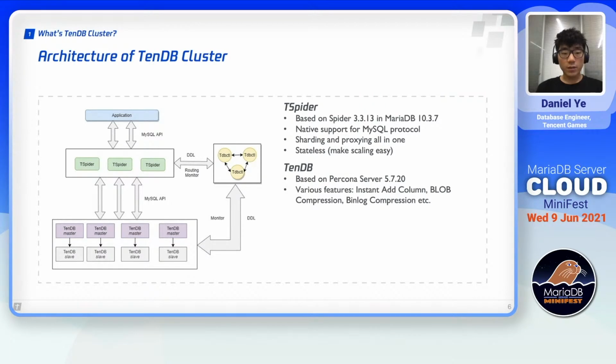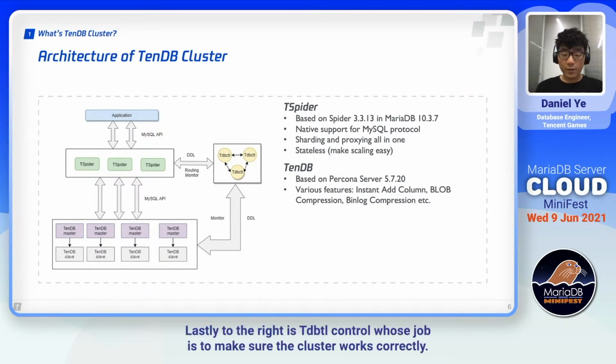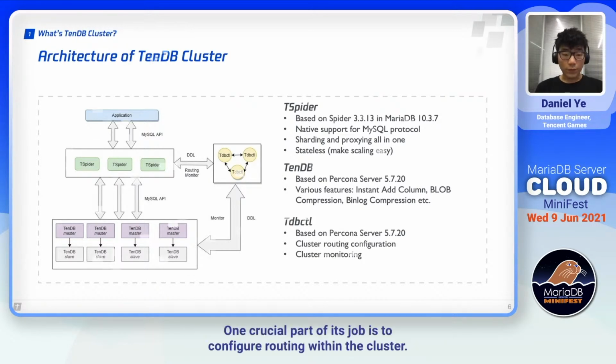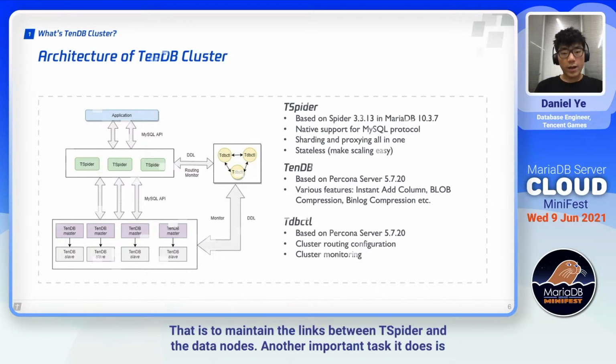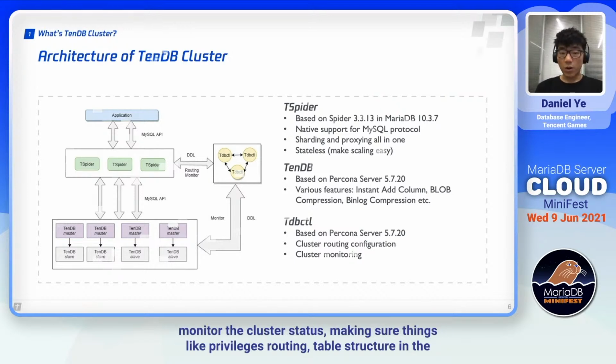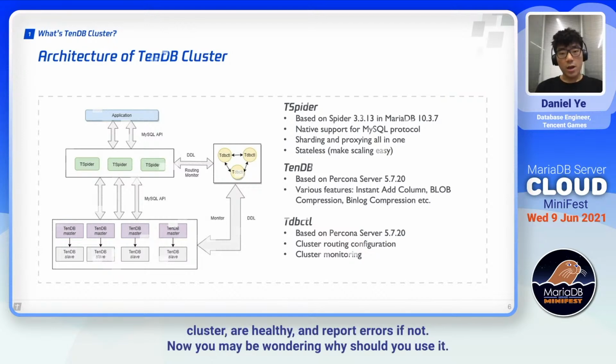database management. Lastly, to the right is TDB control, whose job is to make sure the cluster works correctly. One crucial part of its job is to configure routing within the cluster. That is to maintain the links between TSpider and the data nodes. Another important task it does is monitor the cluster status, making sure things like privileges, routing, table structure in the cluster are healthy, and report errors if not.